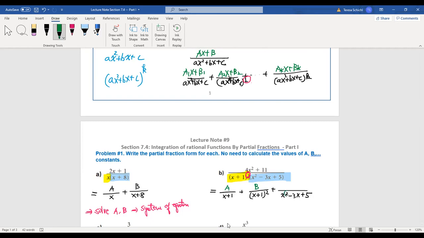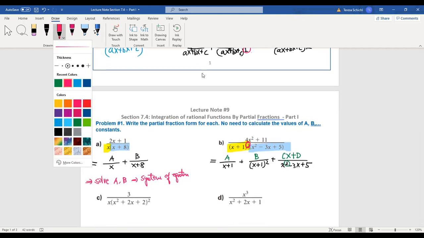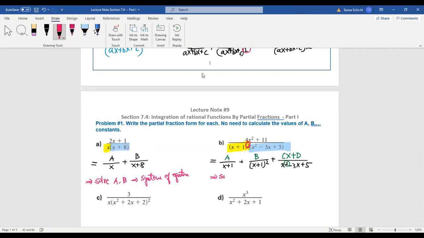Okay, so for this one, the highest term is quadratic. So what I need to do here is go one degree down. So it will be linear. So I will put Cx plus D. Then we need to solve for A, B, C, D, right? As you can see, in order to solve for A, B, C, D, I might need to solve four equations, right? So four equations in my system. So sometimes it will become a little tedious, right? You probably need to have four linear equations and solve them.